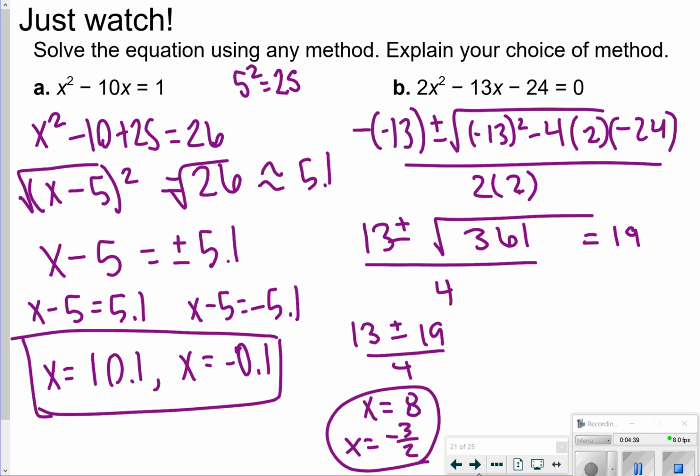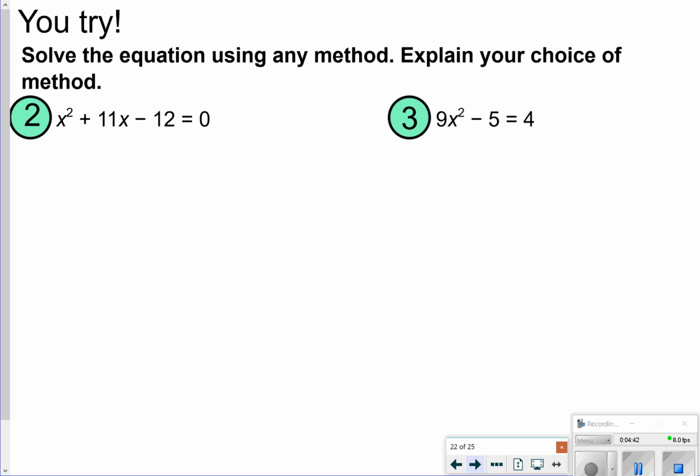Okay. So these next two, let's go ahead and try them on your own. Again, you don't have to choose different methods. If you want to just do the quadratic formula, you can, because that works every single time. It just takes a little bit of time to do, but if you see maybe a method that could work, go ahead and try it. So let's go ahead and pause it here so you can try 2 and 3, and once you're done, click play.